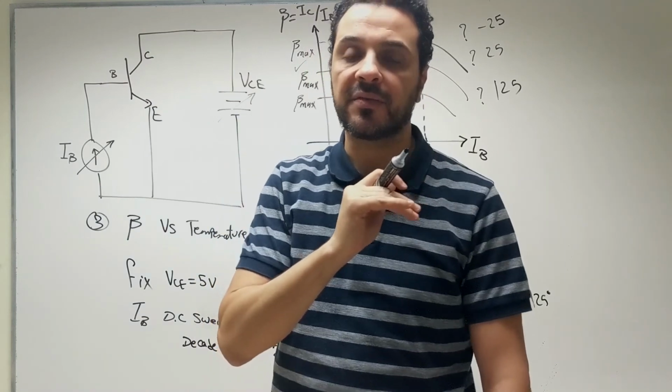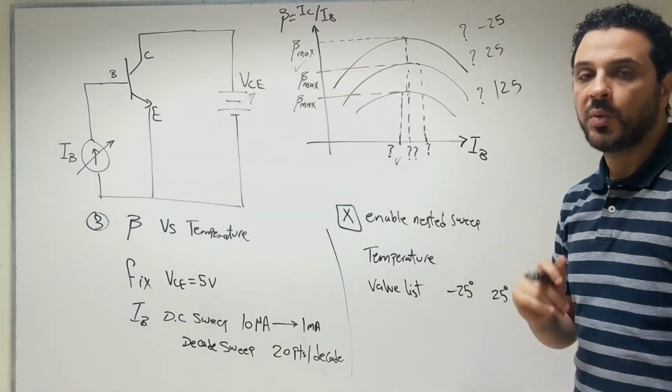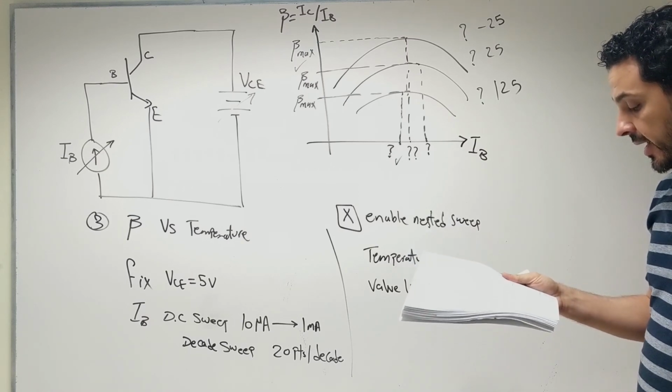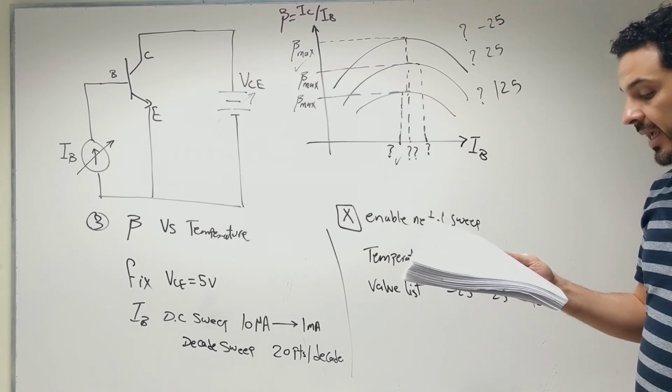Then you copy the curve and paste it in your report, which you will submit at the end of the experiment. That's it for experiment number 6.